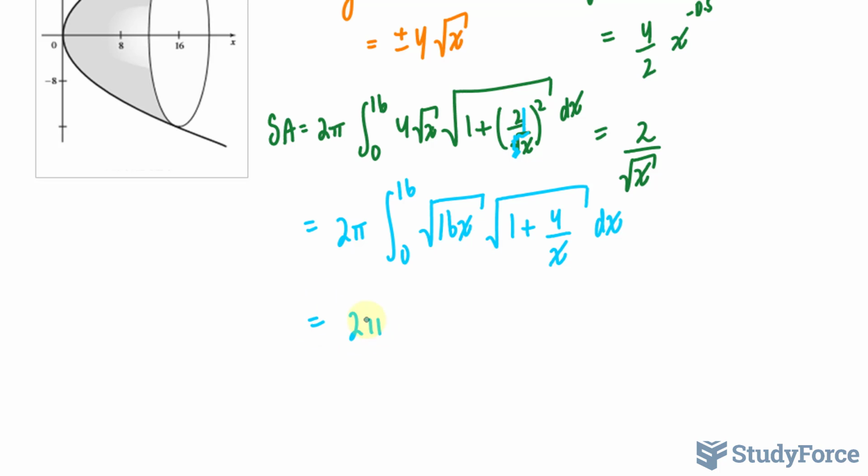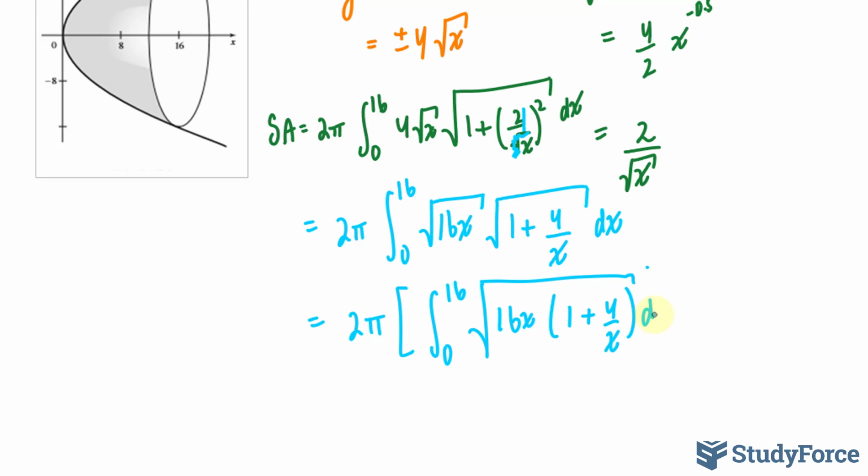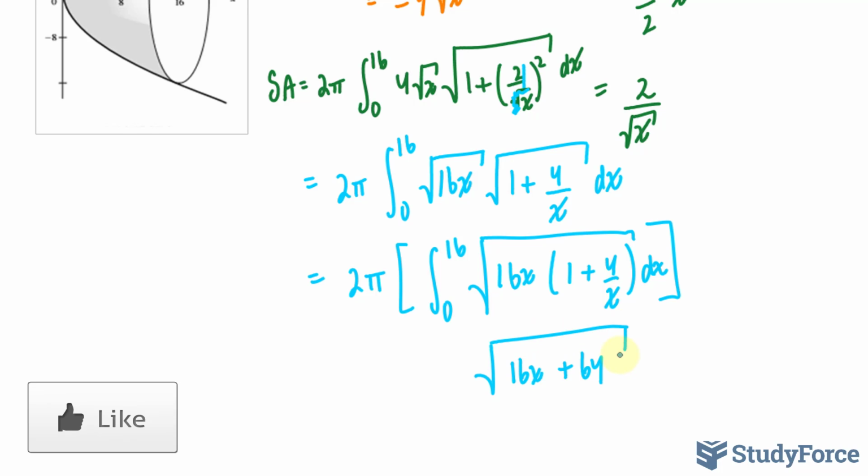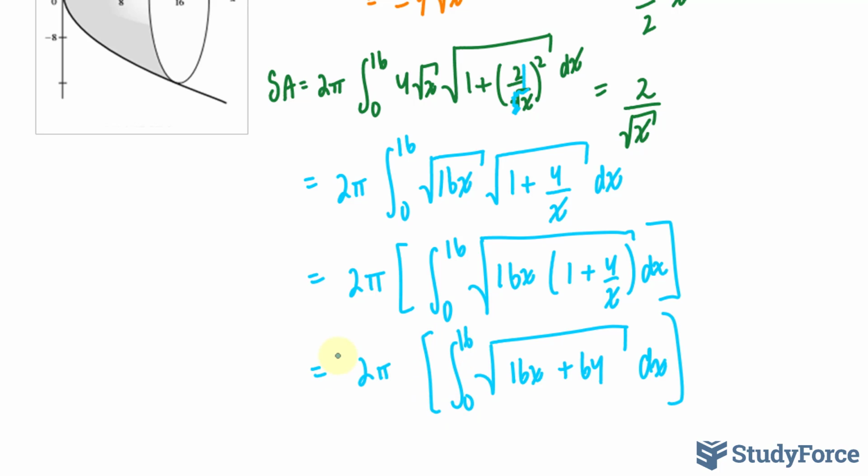Here's how. 2 pi, and I will introduce square brackets just so that we don't have to worry about the 2 pi later on when we find the integral. 0 through 16, we have 16x, this part times this part. 1 plus 4 over x, all square rooted, dx, close the square bracket. 16x times 1 is 16x. 16x times 4 over x is 64, plus 64, the square root dx. We still haven't found the integral. We're just cleaning it up. Now we can start finding the integral.